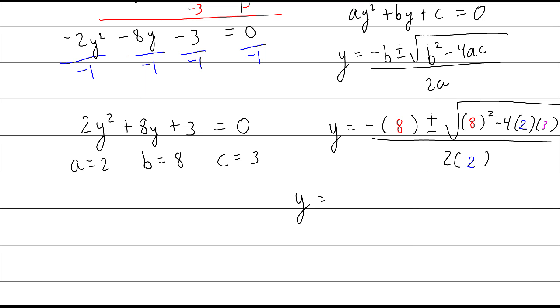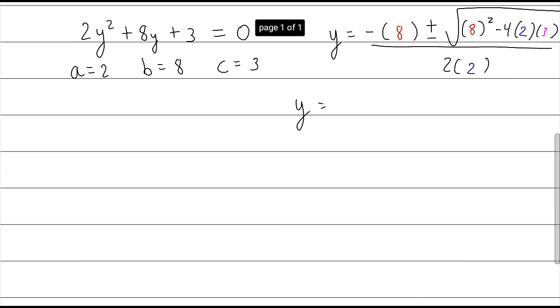Let's clean that up. Let me go ahead and move all this out of the way, this unnecessary garbage. All right, so -8, we know what that is. It's -8. Okay, that took a lot of brain power. Then we go on to the square root part. 8 squared is 64. 4 times 2 is 8 times 3. It's going to be 24. Okay, so that's my square root part.